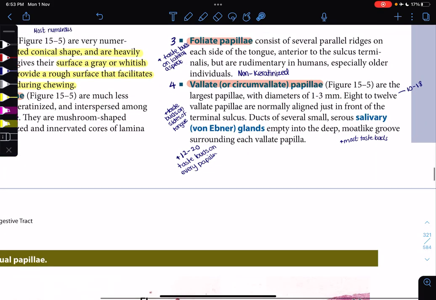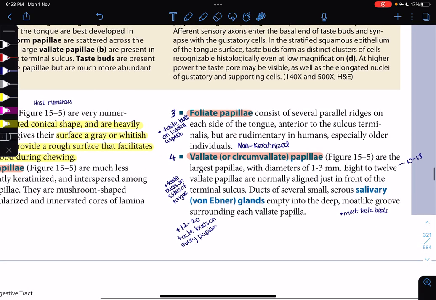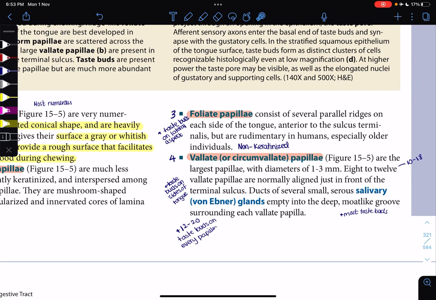Okay, the third type of the lingual papilla is the foliate papilla, and the foliate papilla consists of several parallel ridges on each side of the tongue, موجودة على ال lateral aspect of the tongue, on the sides of the tongue, and they are anterior to the sulculus terminalis, but are rudimentary in humans. يعني they're rare to be found in humans, especially in older individuals.